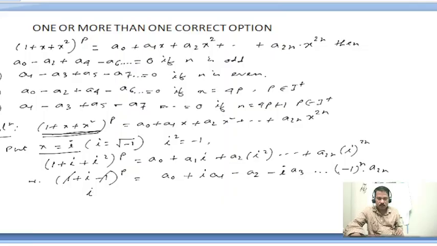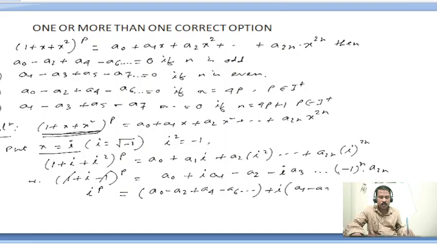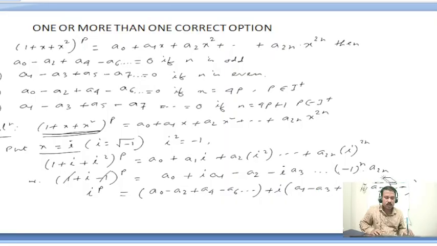So my iota whole to the power p, that is equals to, if we arrange this term, we get a0 minus a2 plus a4 minus a6 and so on, plus iota into bracket a1 minus a3 plus a5 minus a7 and so on, then bracket close.